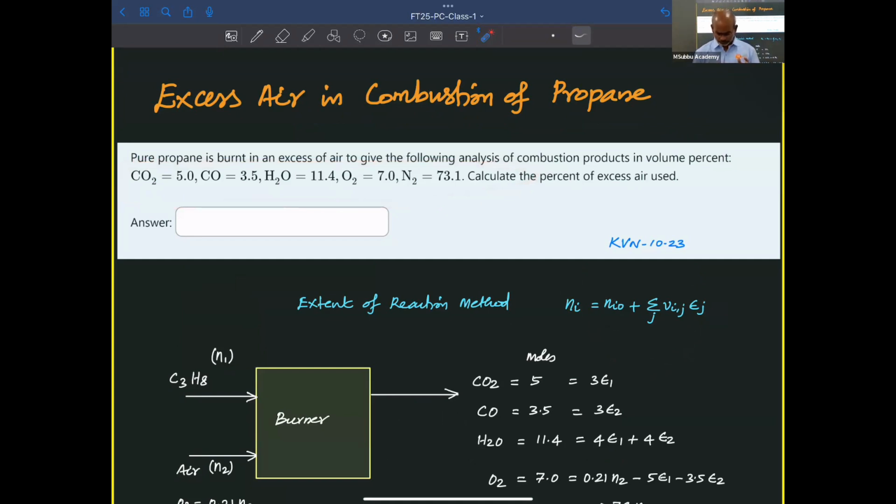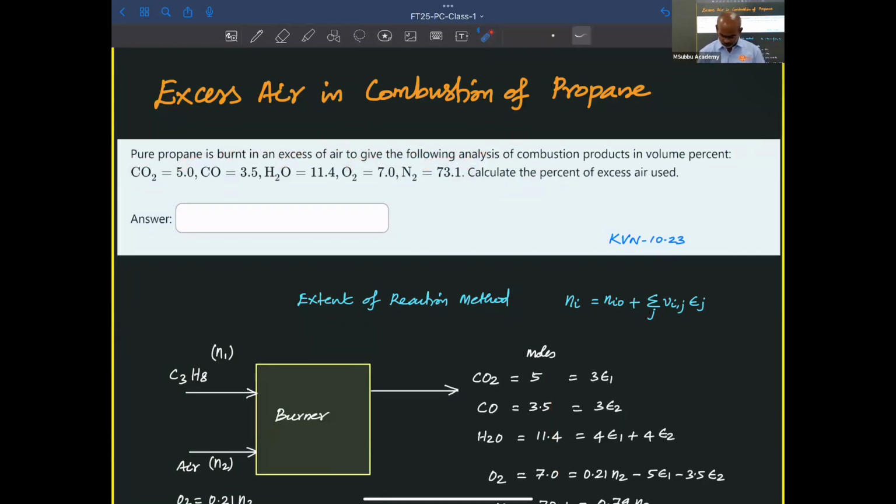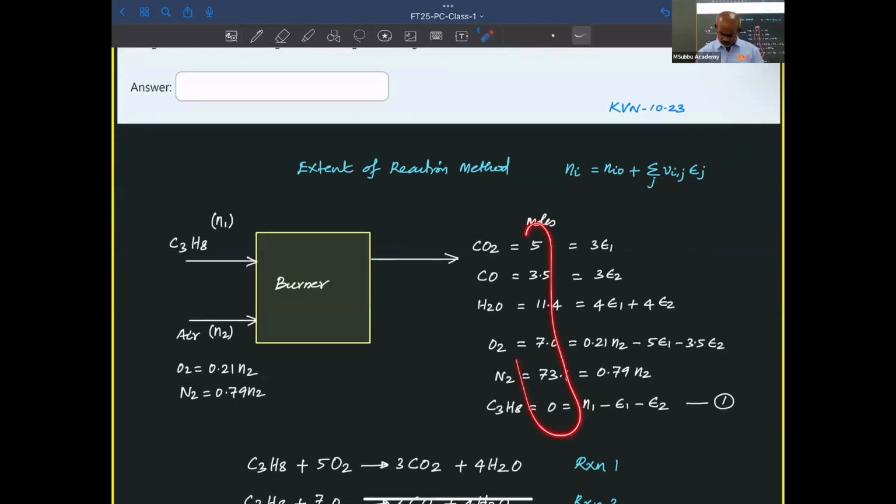So we can choose the basis. The basis actually has to be chosen wherever we have a complete specification. So we are choosing the product composition, or the basis of 100 moles of product. By that way, we can simply take these as the moles of the product components. Okay, so we have this data, and we are going to relate them in terms of extent. For that, again, we take this simple equation: Ni, moles of a component, equals initial moles plus the summation of nu ij times the extent of the jth reaction. What is nu ij, which is all simply available from here?